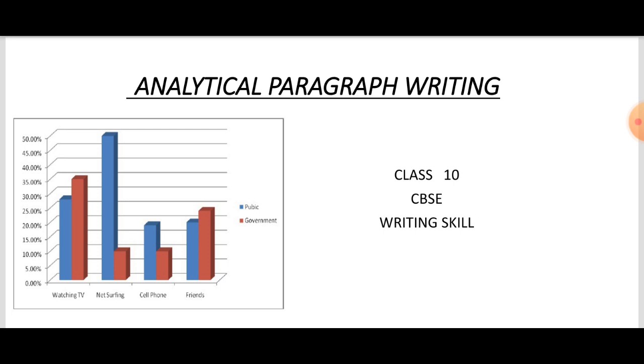You are expected to summarize, describe or explain a table, graph, map, chart, line graph, etc. It is to be written in 150 to 200 words. So let us know more about analytical paragraph writing.